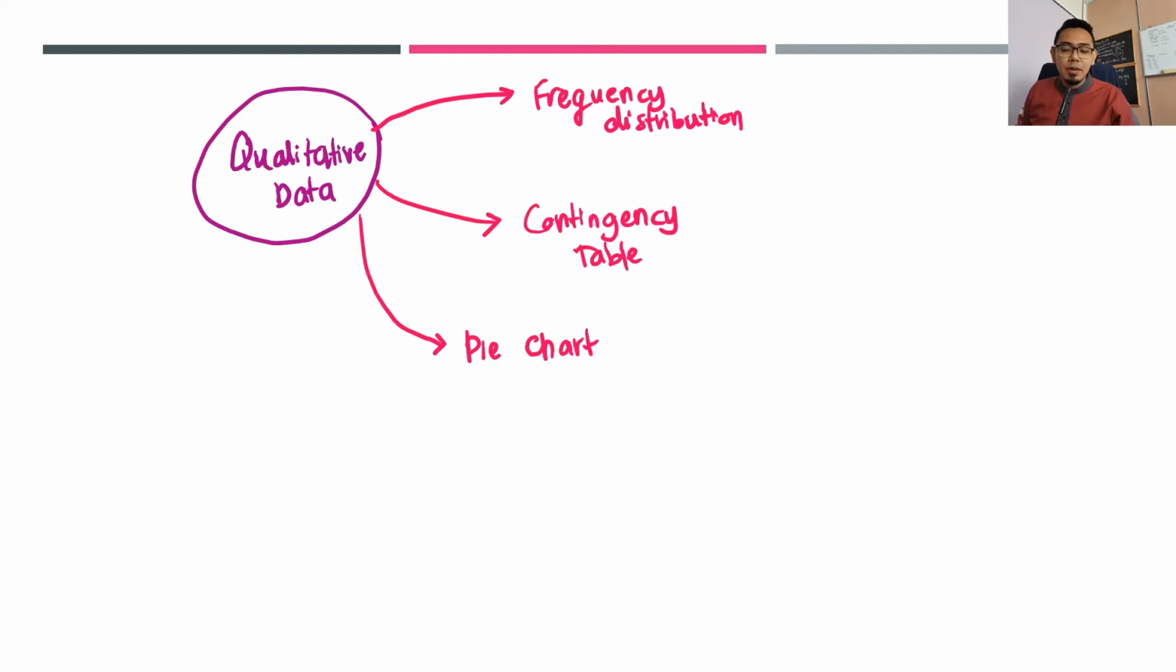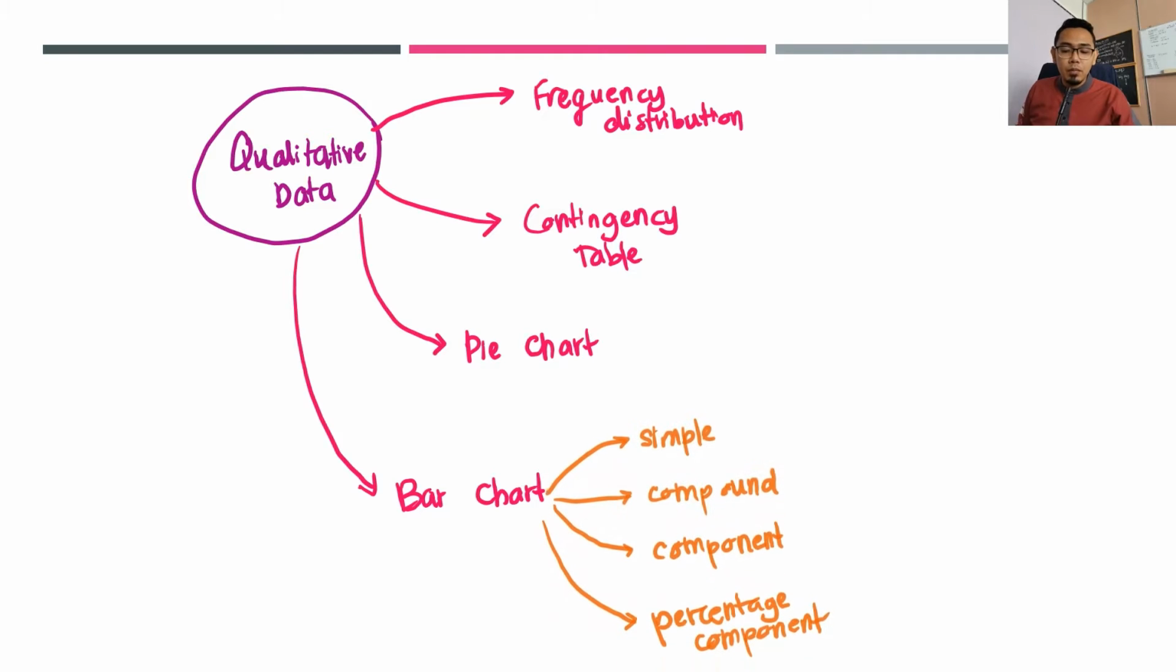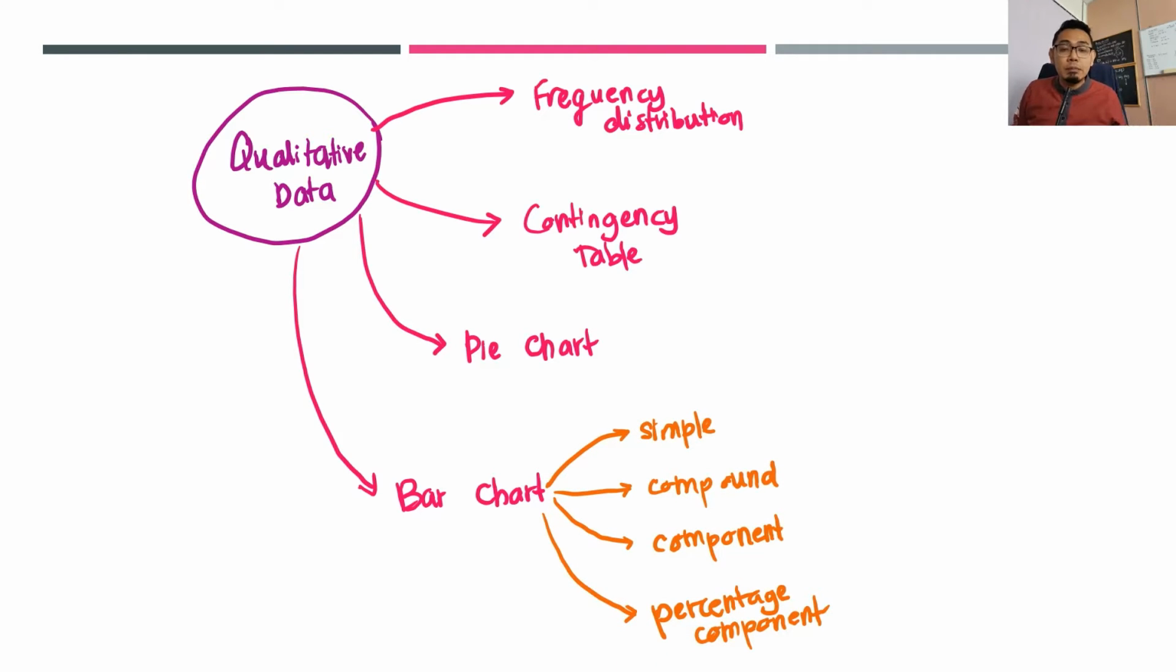Maybe you're already familiar with the pie chart, and then we have the bar chart. For bar chart, we have four types: the first one is the simple bar chart, then compound bar chart, component bar chart, and percentage component bar chart. We'll look at each of these in detail. So let's look at the frequency distribution.